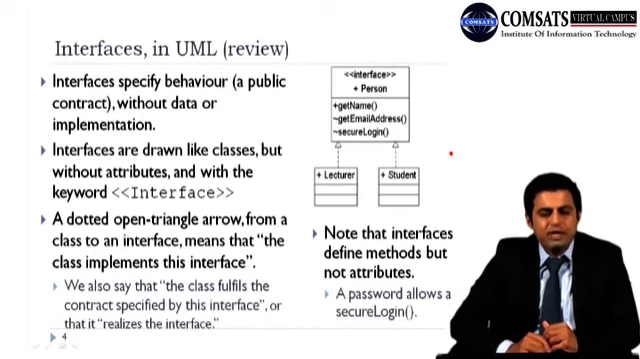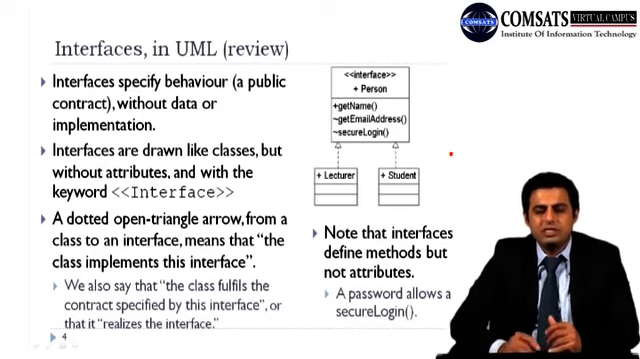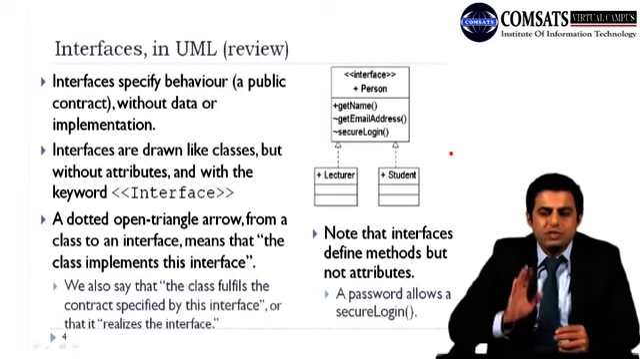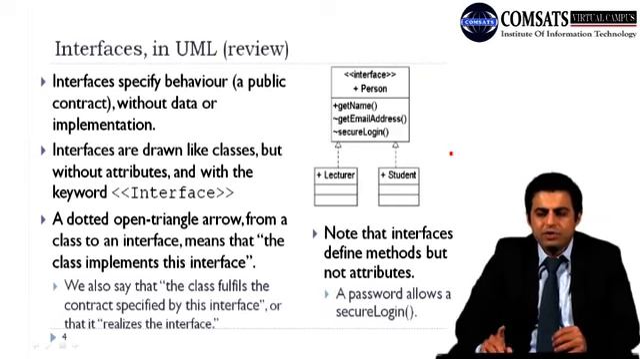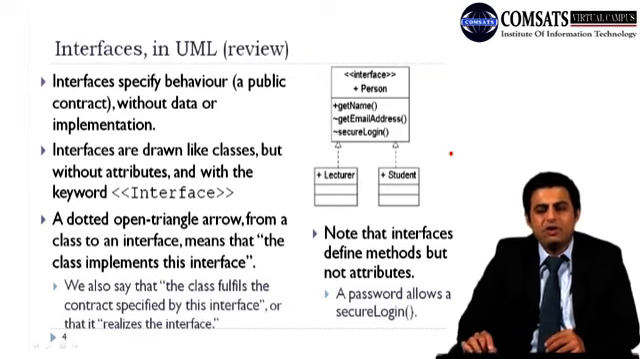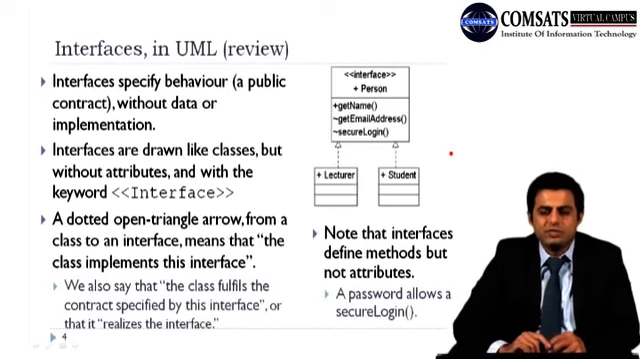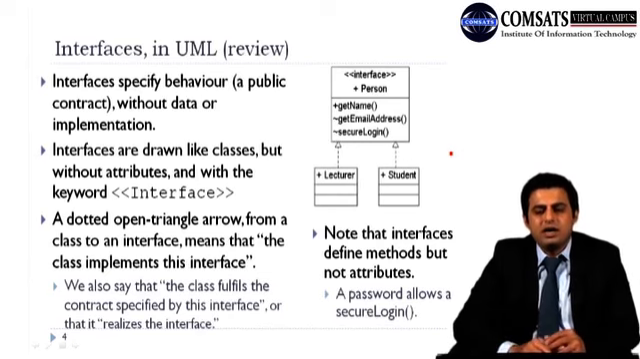So interfaces are drawn like classes, as you can see in this diagram, but without attributes and with the keyword interface. Interface is a keyword used here, and you don't use it with classes, mind you, but you should use it with the interface to distinguish it from the classes. Otherwise they will just look like classes. And if you look at the arrows which extend from the lecturer and student classes, they are dotted arrows with open ends, directed to the interface, which means that these two classes are implementing this particular interface.